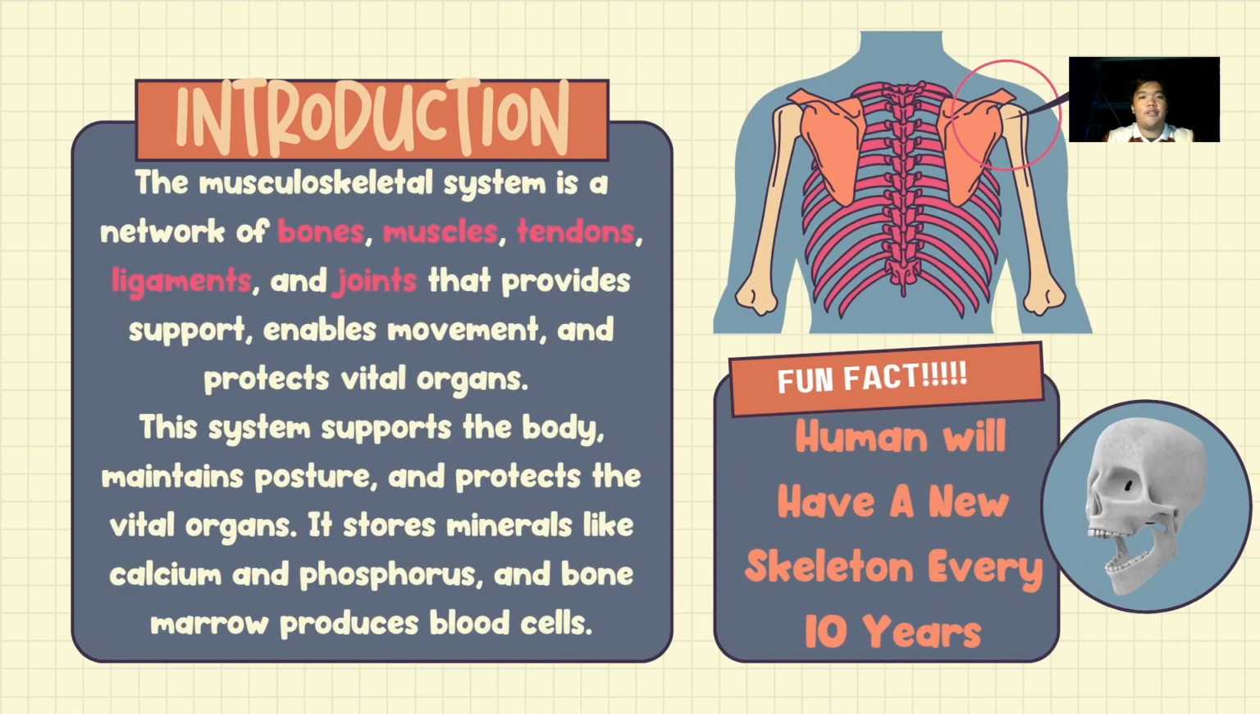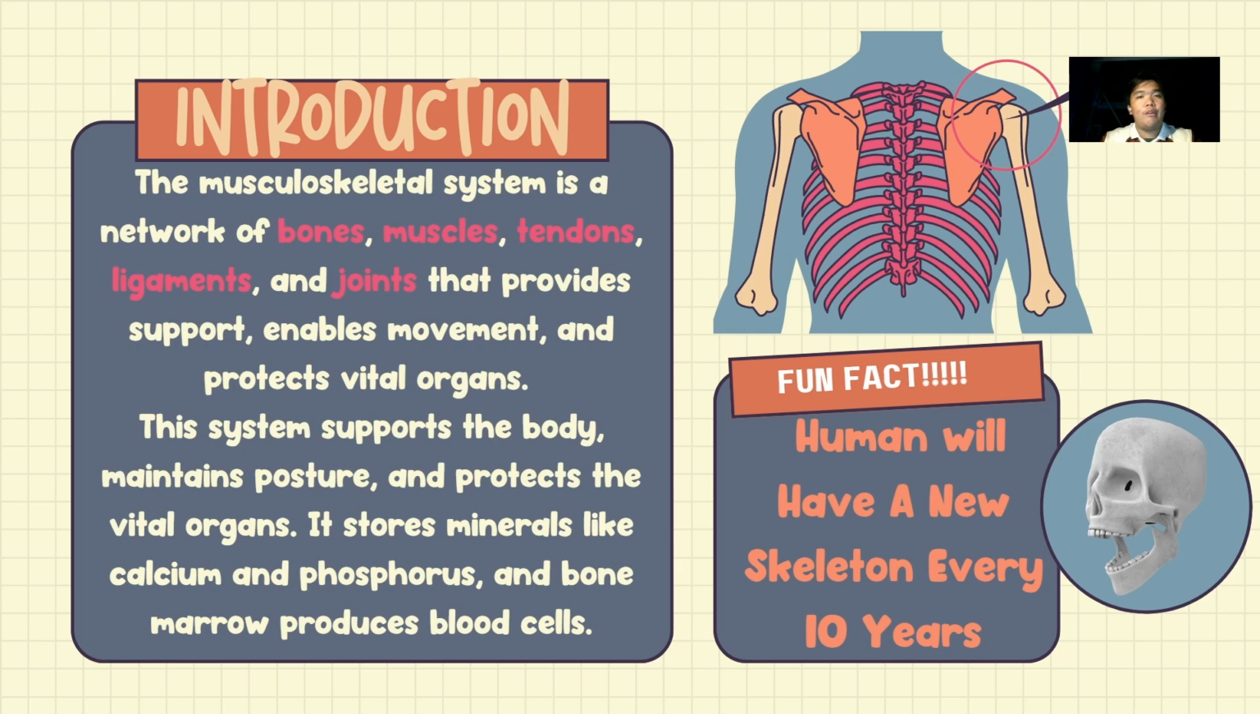So moving on to our presentation. The musculoskeletal system is a network of bones, muscles, tendons, ligaments, and joints that provides support, enables movement, and protects vital organs. So basically, the musculoskeletal system assists in our movement, protects our bodies, and also protects the vital organs. And also, our bones store minerals such as phosphorus and calcium, and it's the place where blood cells are produced. And a fun fact here: humans will have a new skeleton every 10 years. Basically, this is not a fake fact.